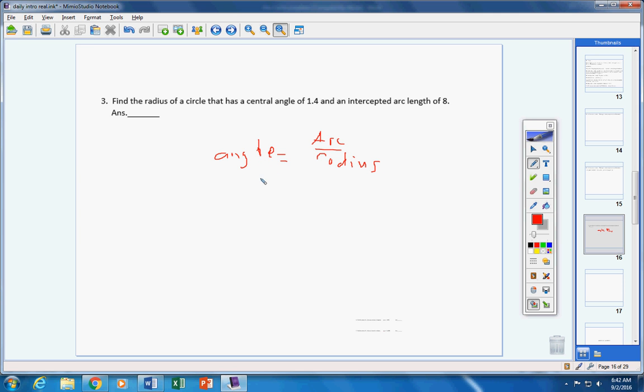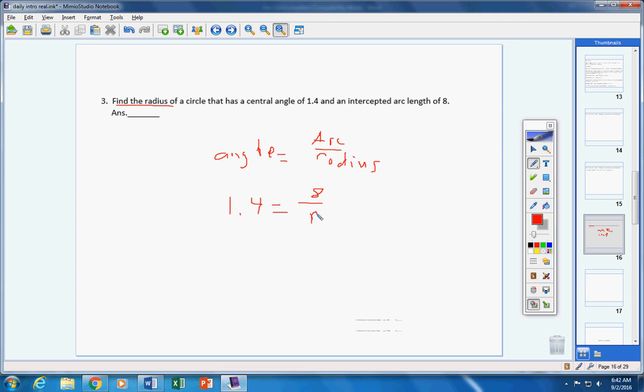Now, the person that missed number 3, you made one little mistake. Let me help you. Watch this, okay? For the angle, notice on number 3, I did not have degrees. So that means it's already in radians, so we're good. So you put a 1.4 here, and that's right. And then for the arc, we put 8. And then for radius, that's what we're looking for.